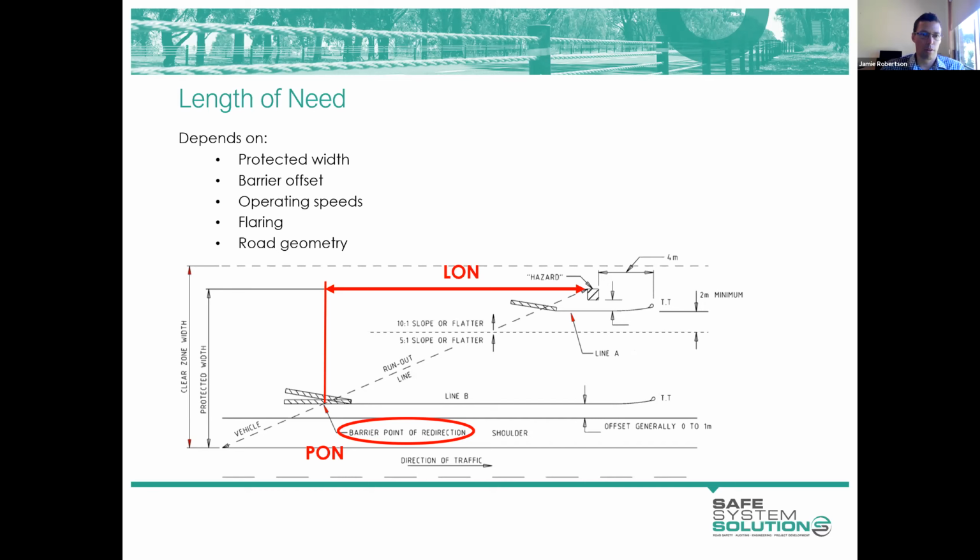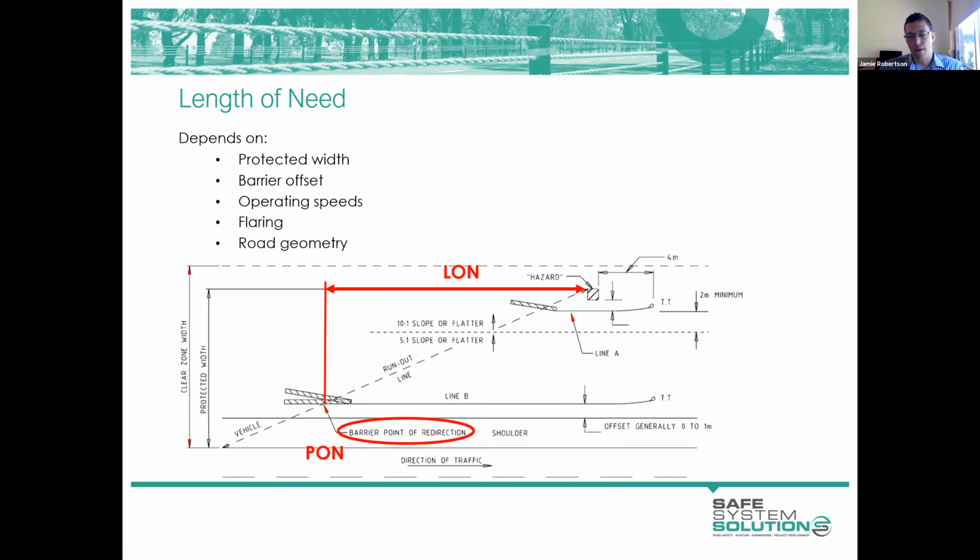So the critical point that we need to be aware of with our barrier systems is its point of redirection, its point of need. And that's the point that our length of need is measured from. And Jamie, for the different products out there, how would you find out the different point of redirection or point of need for those different systems?